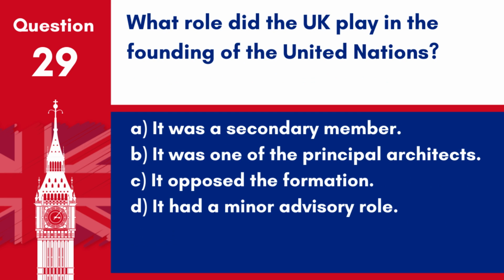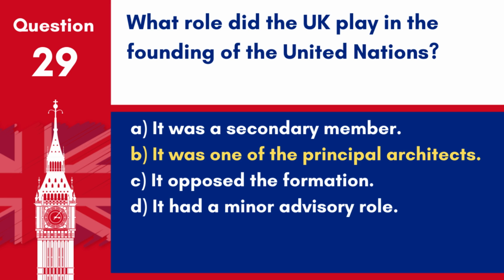Question 29. What role did the UK play in the founding of the United Nations? A. It was a secondary member. B. It was one of the principal architects. C. It opposed the formation. D. It had a minor advisory role.